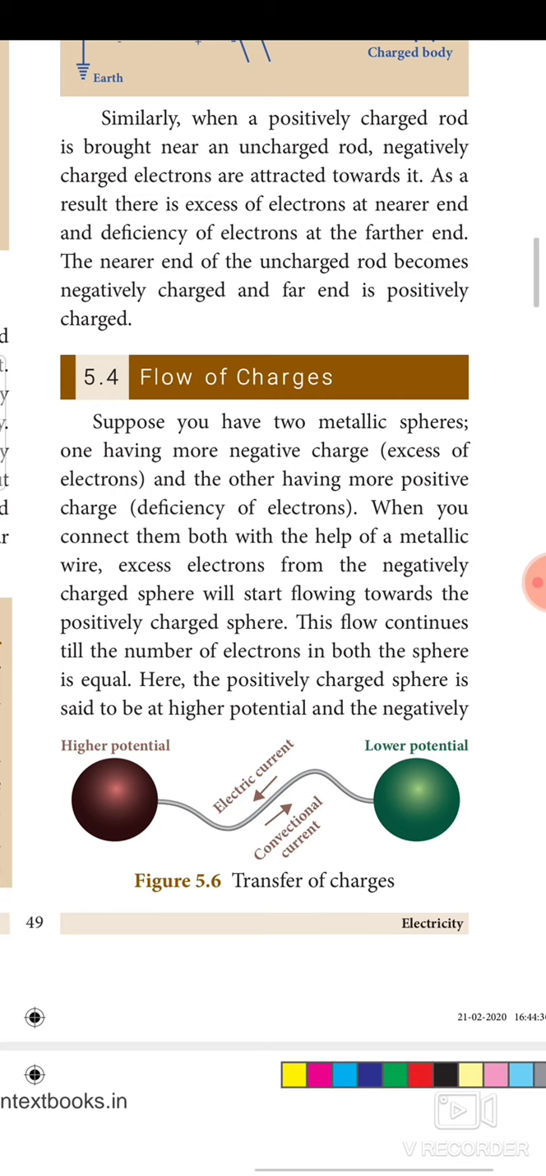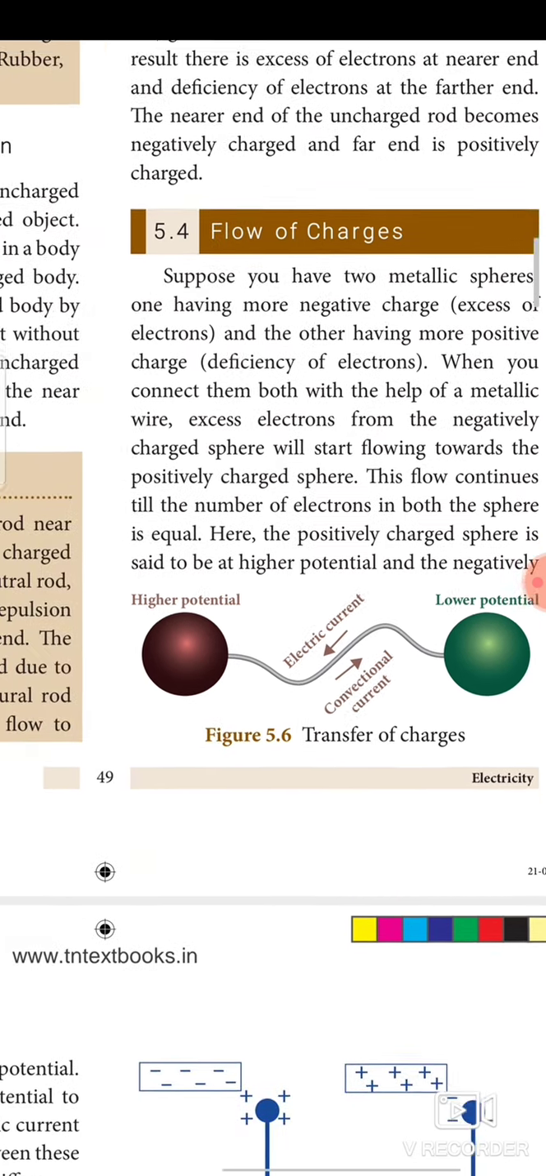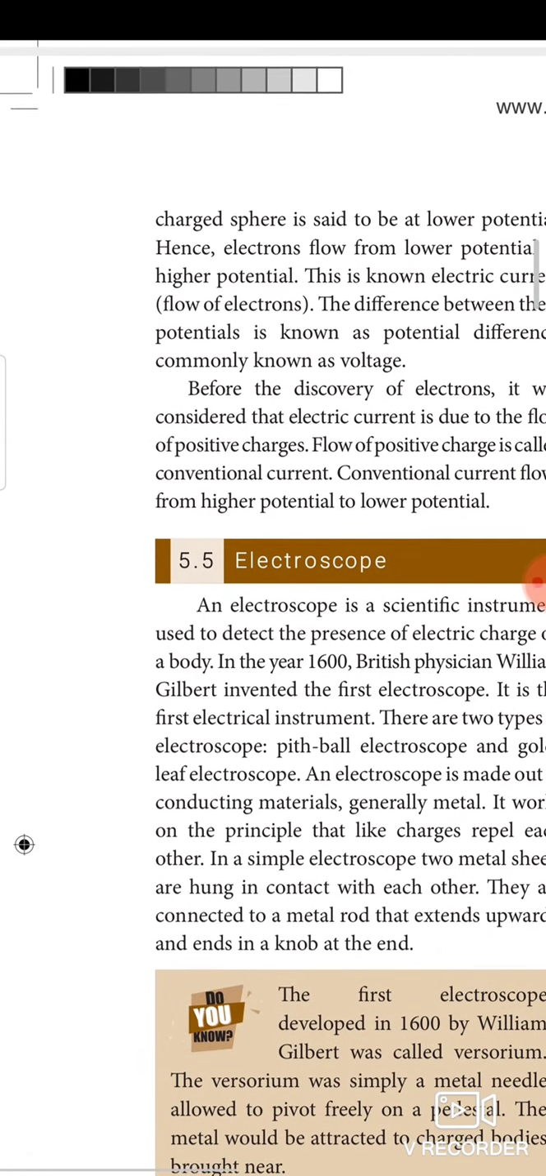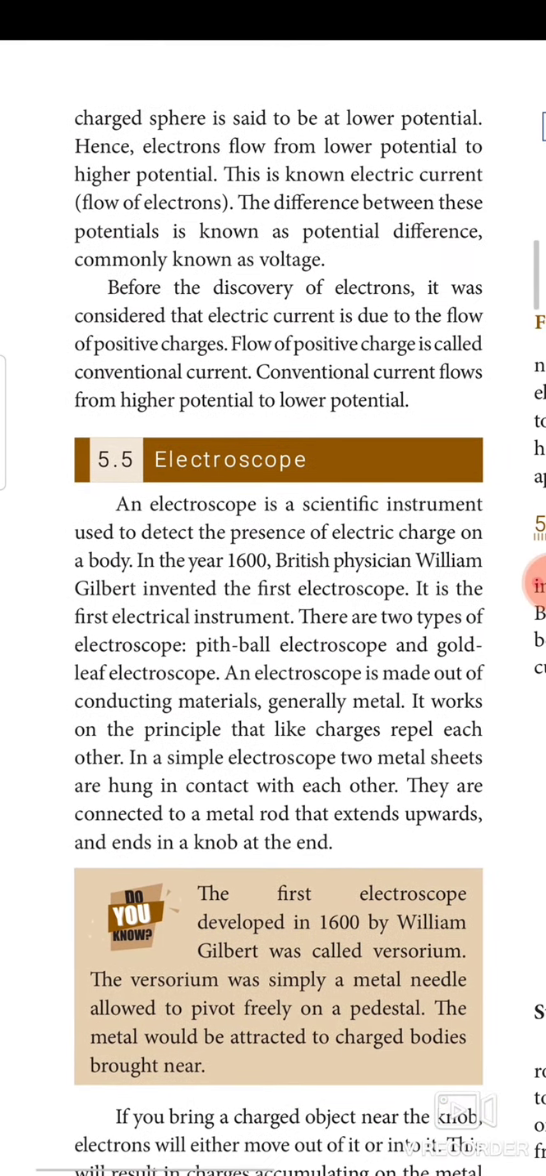This is similar to water current. Here the positively charged sphere is said to be at the higher potential and the negatively charged sphere is said to be at the lower potential. Hence, electrons flow from lower potential to higher potential. This is known as electric current, that is, flow of charge. The difference between these potentials is known as potential difference, commonly known as voltage.